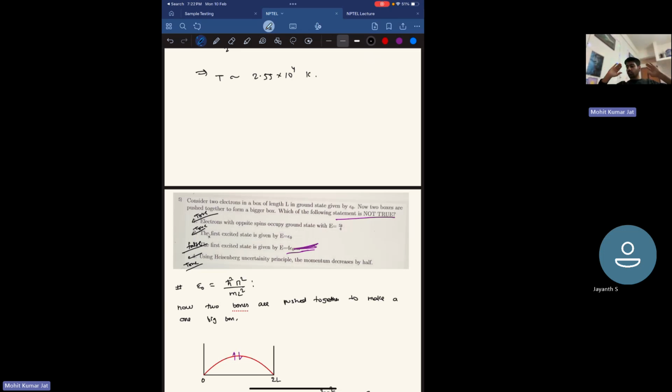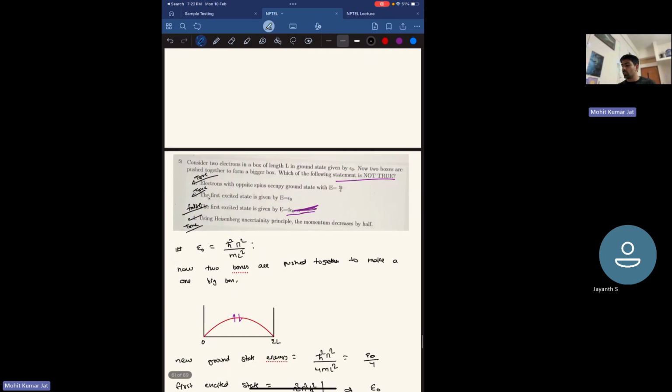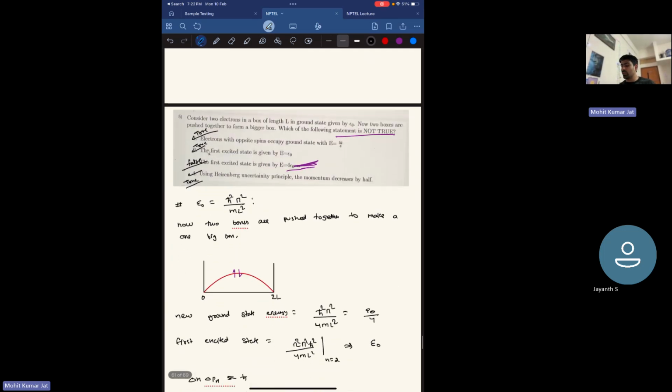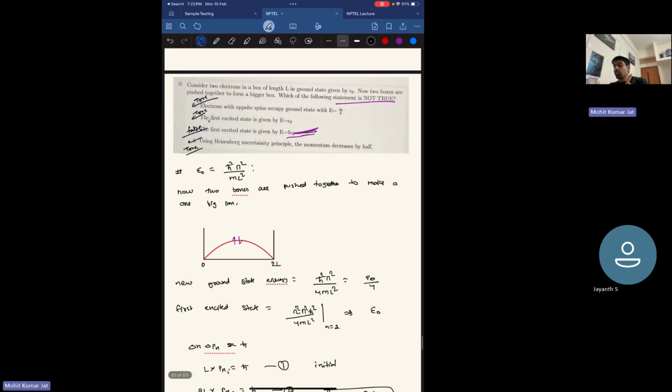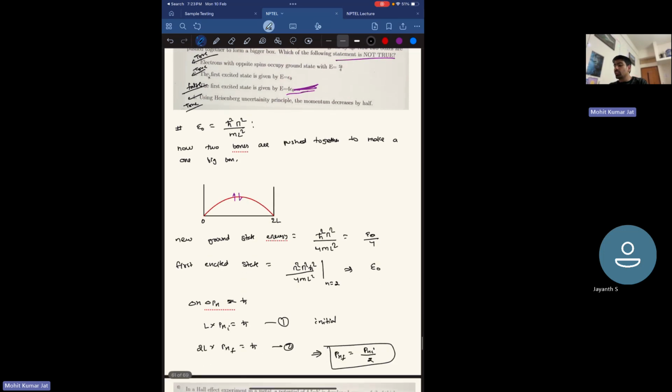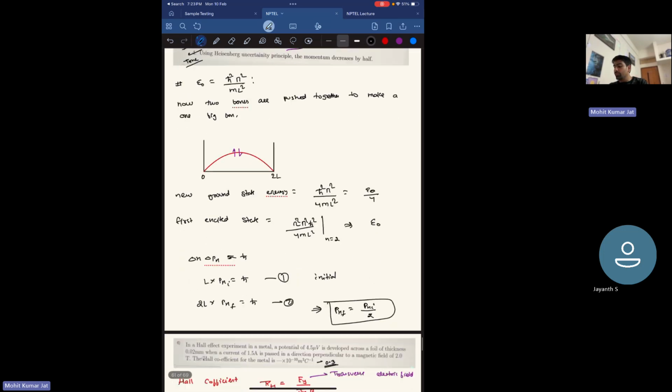This is the bigger box, length 2L. We calculate its occupancy and the ground state energy, and we find that the electrons with opposite spin will occupy the ground state with energy E naught by 4. The first excited state will be given as E equals E naught. That is true. The first excited state is given by E equals 4 E naught. That's false, because of course the first excited state will be E equals E naught. And using the Heisenberg uncertainty principle, we show that the momentum will also decrease by half.